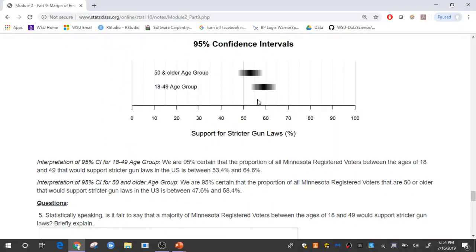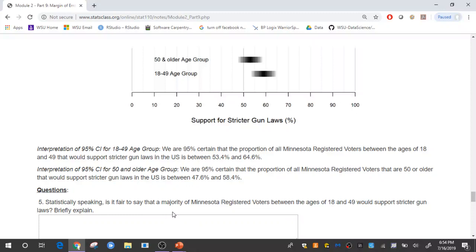Some other things that I notice is that I can be certain that for the younger age group, a majority are going to support stricter gun laws. Again, the lower end of what I would expect that proportion to be does not reach 50%. That lower edge of that distribution does not go below 50%. So it is fair to say that a majority of the Minnesota registered voters between the ages of 18 and 49 would support stricter gun laws. So question 5 down there is yes, again because that lower end point does not reach down to 50%.